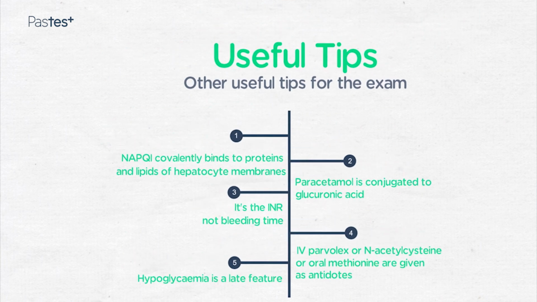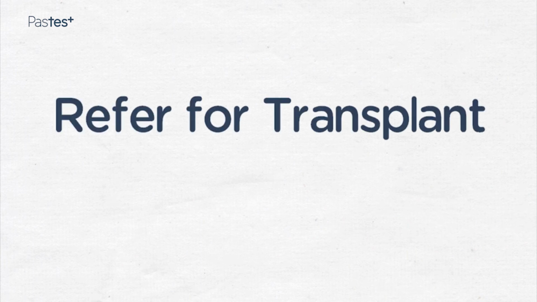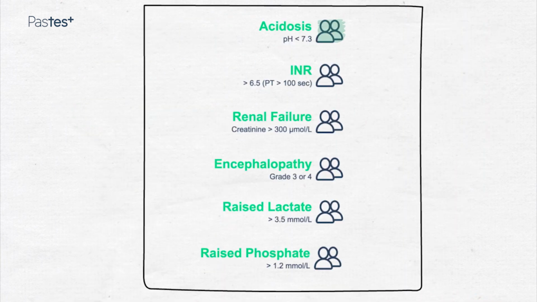Finally, whom to refer for liver transplant? There is the King's College criteria, and this includes acidosis less than pH of 7.3, prolonged INR greater than 6.5, renal failure with a creatinine greater than 300, or grade 3 or 4 encephalopathy, or a raised lactate greater than 3.5, or a raised phosphate greater than 1.2.